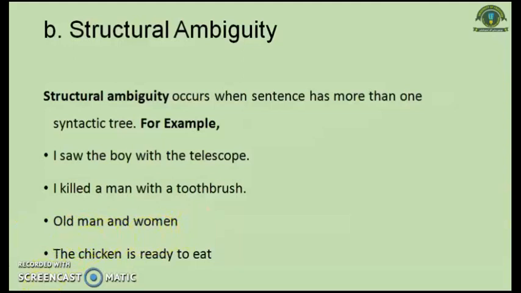Here is another interesting example of structural ambiguity: the chicken is ready to eat. Now the question is whether the chicken is ready to eat some food, or the chicken is ready to be eaten by someone, meaning the food in the form of the chicken is ready to eat by someone.